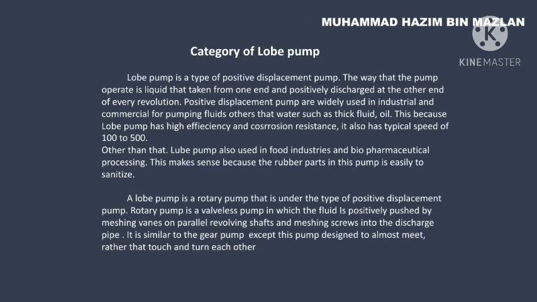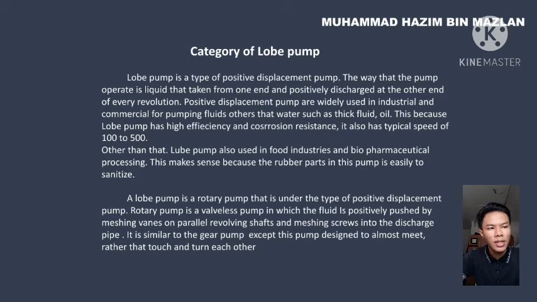Category of lobe pump: a lobe pump is a type of positive displacement pump. The way the pump operates is liquid is taken from one end and positively discharged at the other end with every revolution. Positive displacement pumps are widely used in industrial and commercial settings for pumping liquids other than water, such as thick liquid oil. This is because the lobe pump has high efficiency and corrosion resistance.